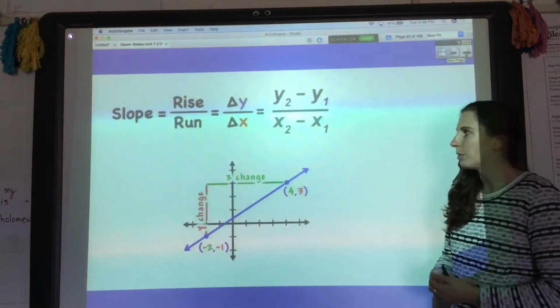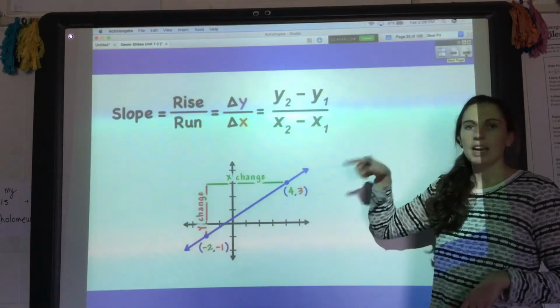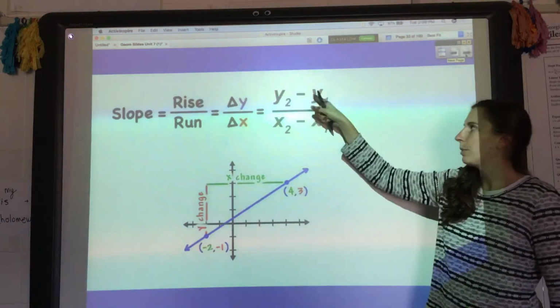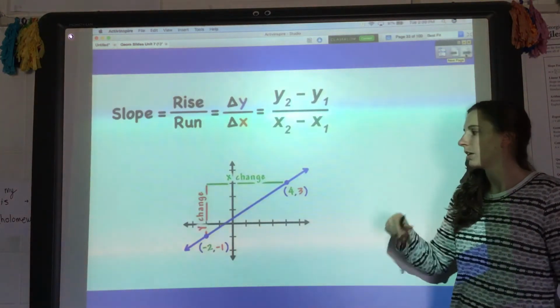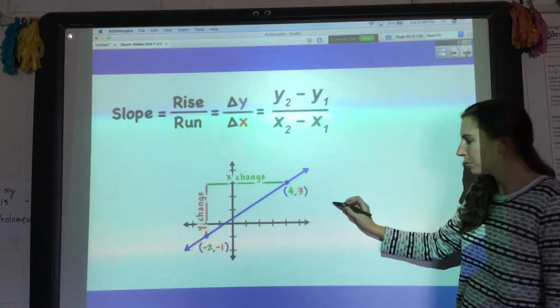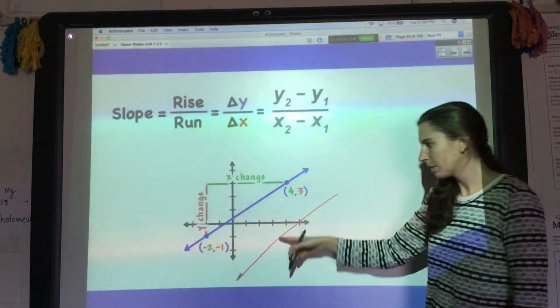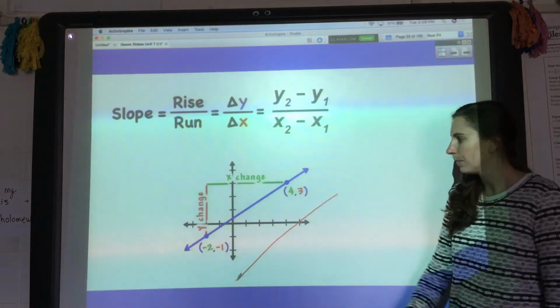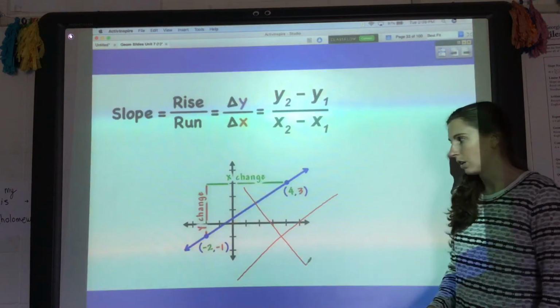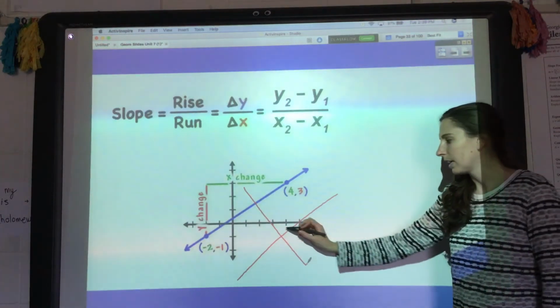Slope, as you should be familiar with, is rise over run. It's the change in y over the change in x. It's y2 minus y1 over x2 minus x1. To find slopes is handy because if I can prove that two lines have the same slope, that means they're parallel. And if two lines have opposite reciprocal slopes, it means they're perpendicular.